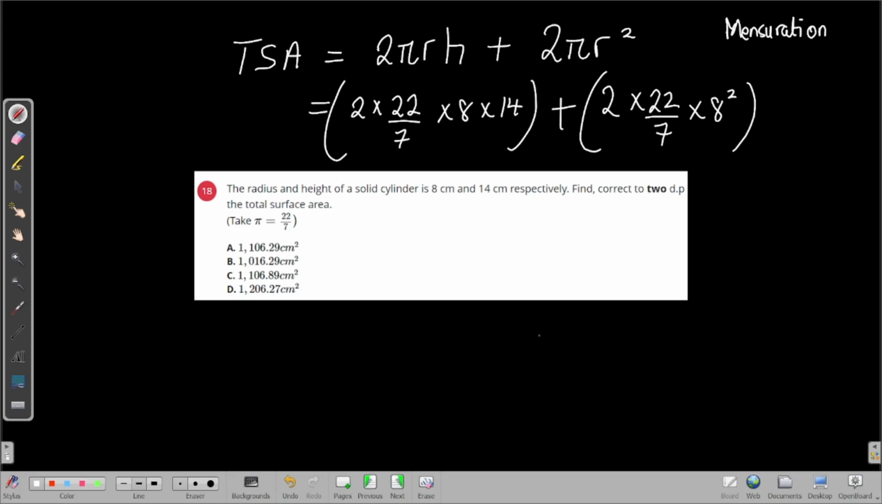So this gave me 1106.29 centimeters squared. And by the way, always read the options very carefully, because some options can be very similar to each other, like option A and B and option A and C.